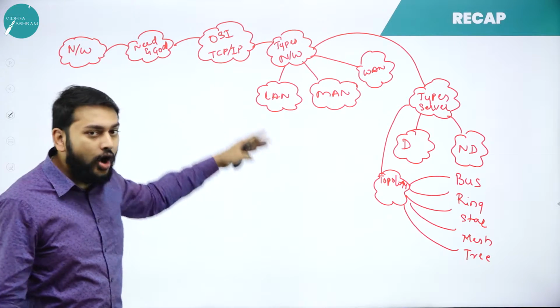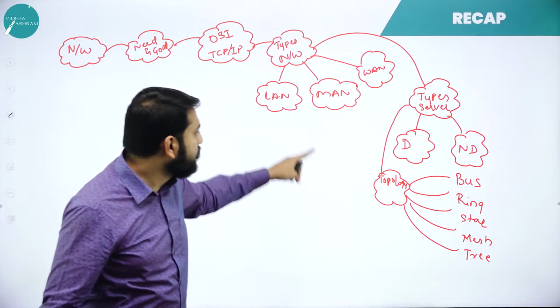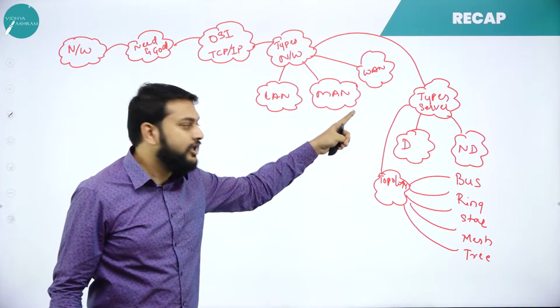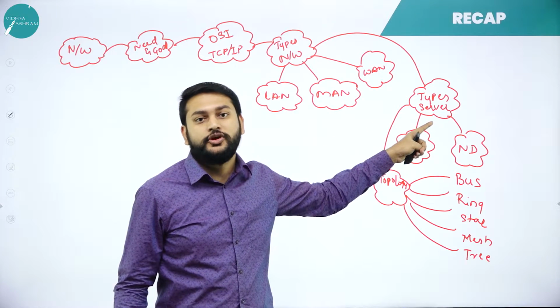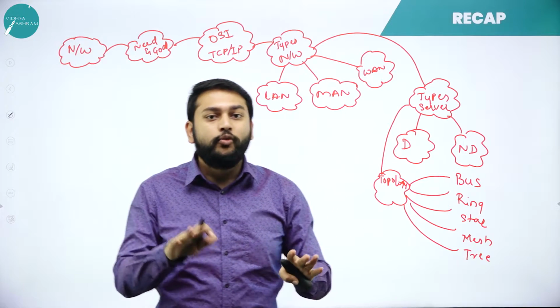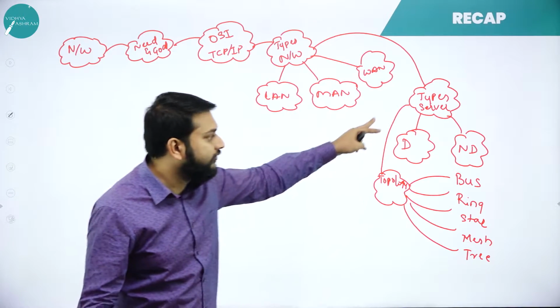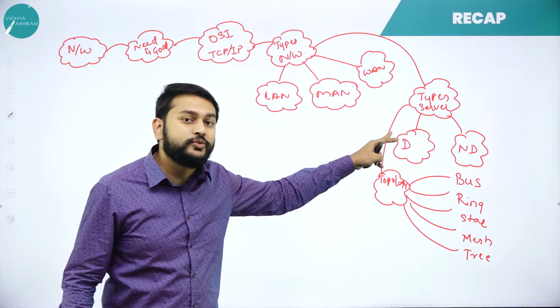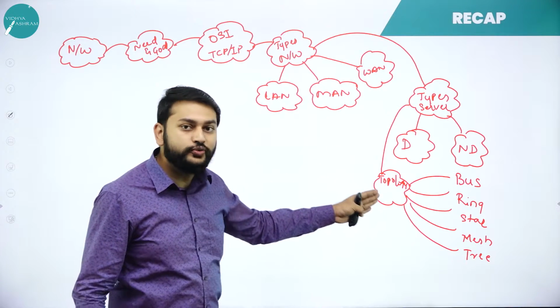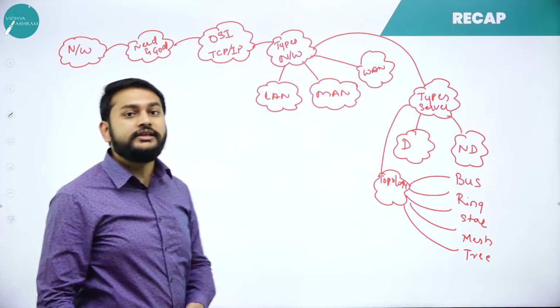So fine, how many different types of networks can I form? That's what I understood with LAN, MAN, and WAN. Then I have different types of servers. When I have client and server architecture, or when I want to serve the clients, how many types of servers I have is what I have studied in types of server. So fine, sir, what is the next one? Topology. How many different ways can I arrange the computers?